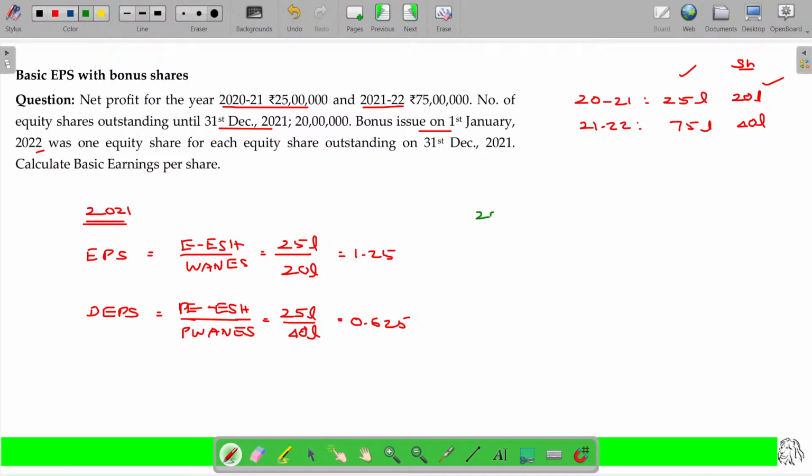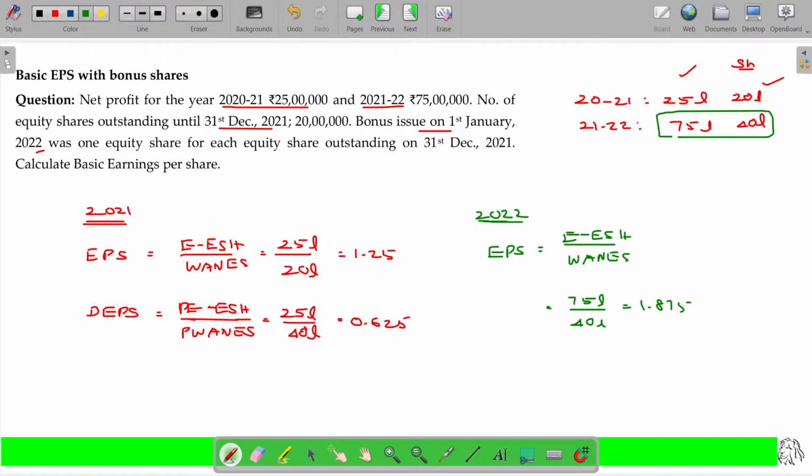What about the year 2022, sir? In that year, we have been given this data. You can find out the EPS. EPS in this year being earnings available to the equity shareholders divided by weighted average number of equity shares. So here numerator value being 75 lakhs and denominator value being 40 lakhs. So you get 1.875. Can I calculate the diluted EPS, sir?